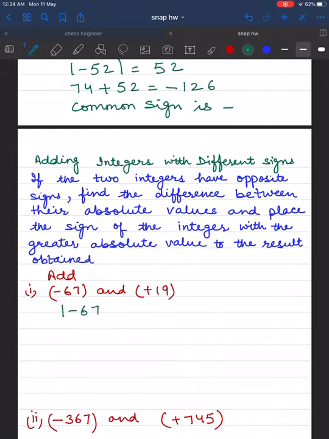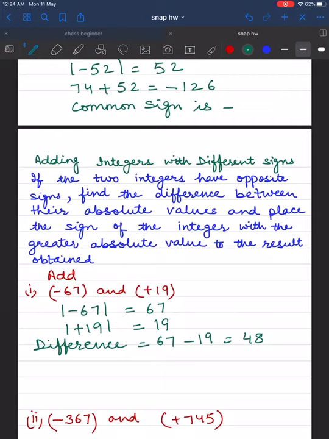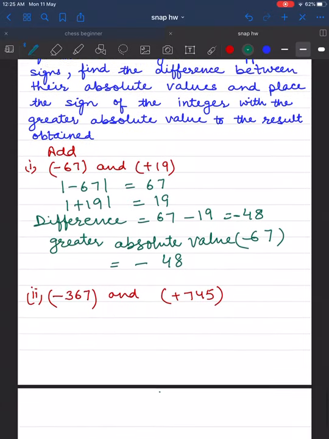So first let's find out the absolute value of minus 67. It is 67. Absolute value of plus 19 is 19. Now let's find out their difference of absolute values. So we have 67 minus 19, which is equal to 48. Now greater absolute value has minus sign. So greater absolute value, that is 67, which has minus sign with it. So we have to write minus sign with the result obtained. So we get minus 48. So our answer is minus 48.